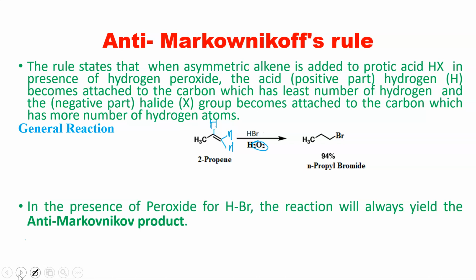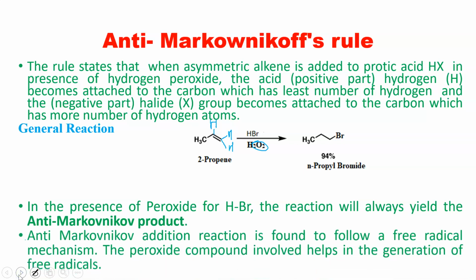And in the presence of peroxide, this HBr actually forms a free radical. And why is it forming a free radical? It is due to the peroxide, and that is why we get an anti-Markovnikov product. So this anti-Markovnikov addition is a free radical mechanism. As Markovnikov is an electrophilic addition reaction, but this anti-Markovnikov is a free radical mechanism.